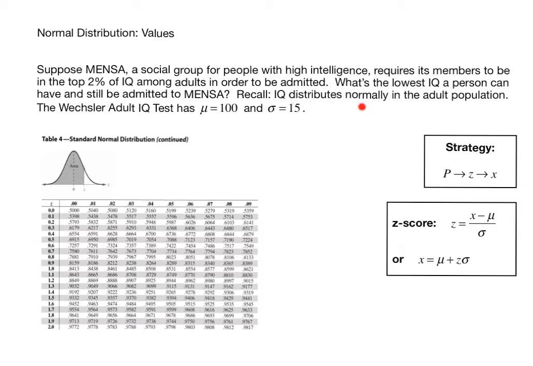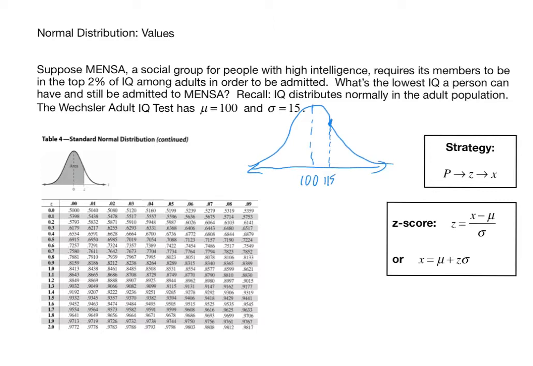Recall that IQ distributes normally in the adult population and has a population mean of 100 and a standard deviation of 15. So before we even get into understanding how this is essentially the inverse type of problem of what we've done previously, let's just first get a picture of what's going on here. We've got IQ score, which distributes normally. The mean is 100. This is a pretty ugly looking bell curve, but you get the idea. This value right here would be 115, one standard deviation to the right, which puts you at the inflection point.